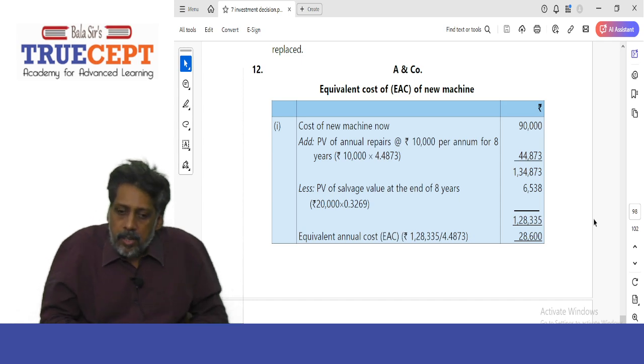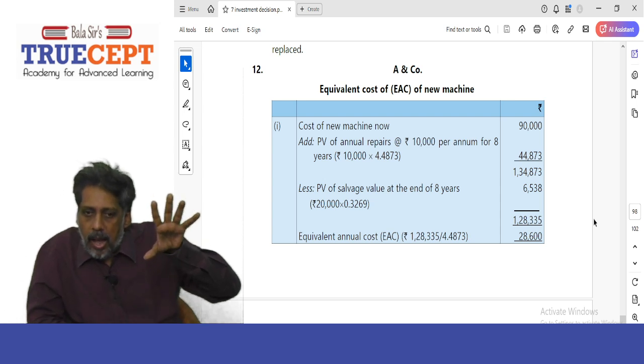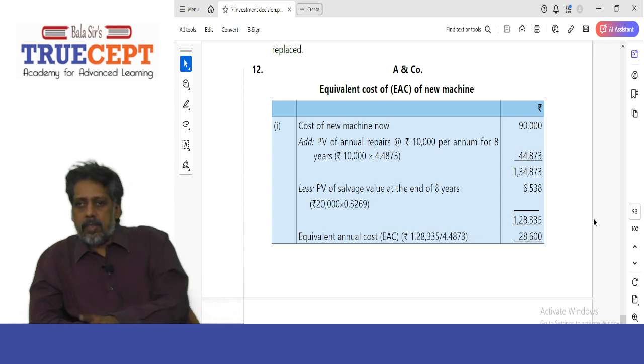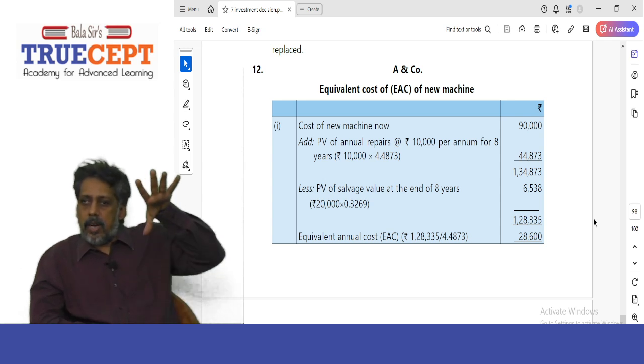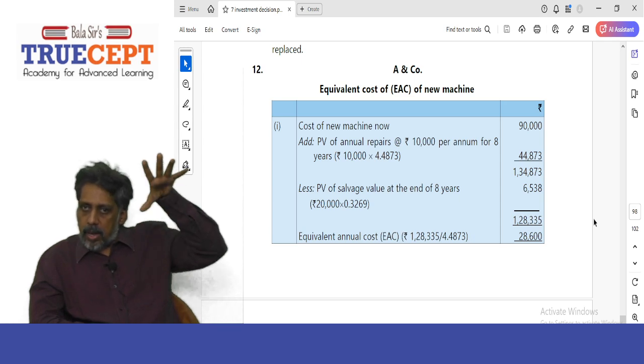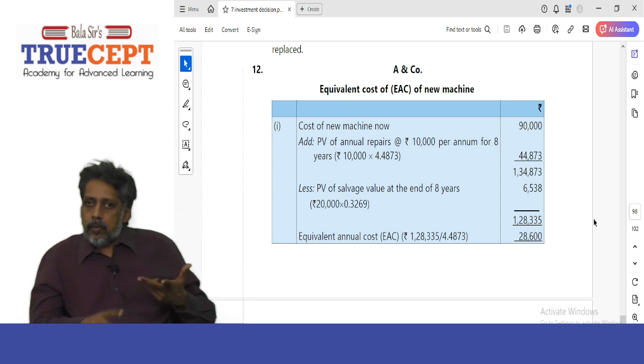For that, we find something called the equivalent annual cost. It's called the equated or equivalent annualized or annual cost. What I should do, it is 1,28,335. Divide that by the present value of annuity factor for 8 years, which is 4.4873. Now, how much do I get?